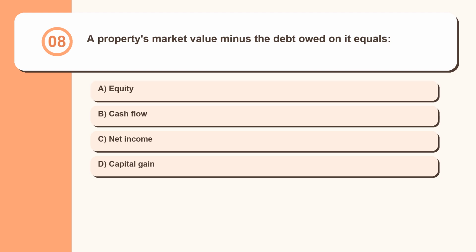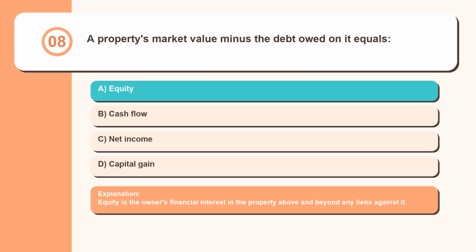Question 8. A property's market value minus the debt owed on it equals equity, cash flow, net income, capital gain. Equity is the owner's financial interest in the property above and beyond any liens against it.